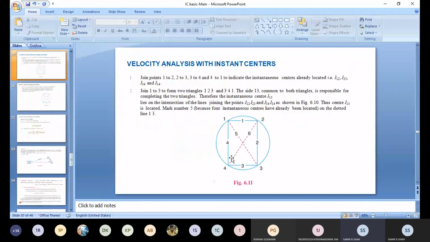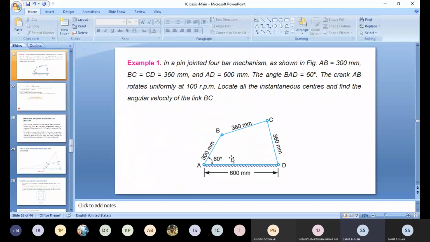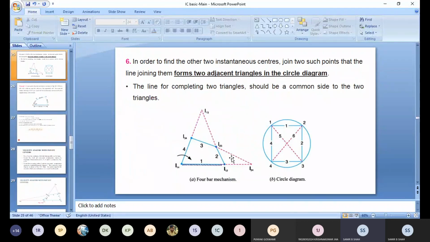So only one step is remaining to solve the example, that we discuss in the next lecture, where we solve the example. If you have any query, then you can ask me, and comment in the comment box.